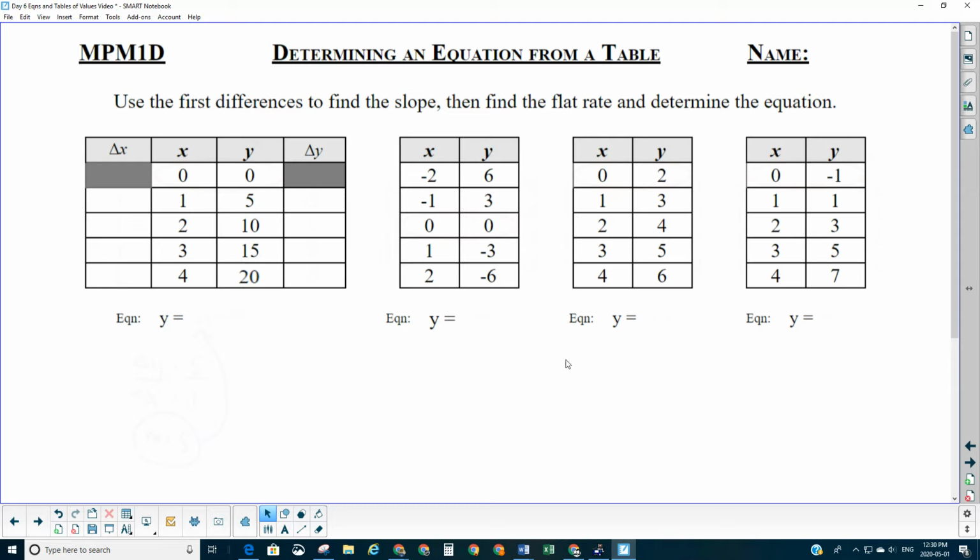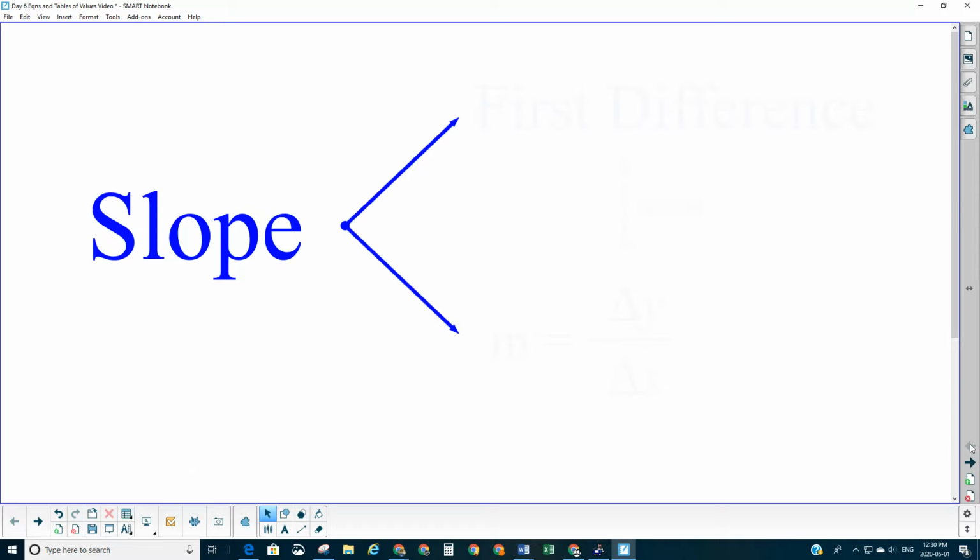All right. So before we do that, though, I want to remind us of a concept. So the last few days we've been talking about slope. We did the slope formula, y2 minus y1 over x2 minus x1. We did rise over run. We also said it's delta y over delta x. It all means the same thing. Okay, the delta y is the change in y, the rise, the y2 minus y1, and the delta x is the change in x, the x2 minus x1, the run.